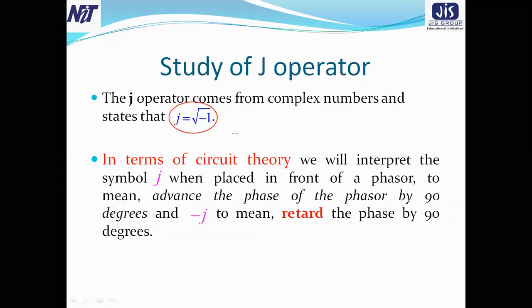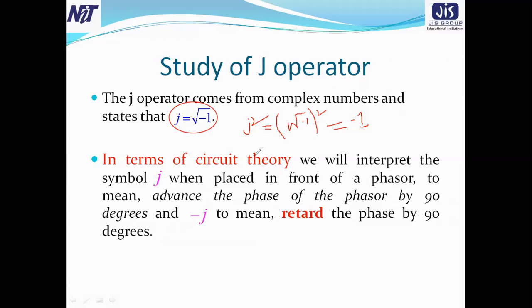Now tell me what will be the value of J square. It is very easy to say. What will be the value of J square? Tell me. You can answer. Nothing but root over minus 1 whole square. The square and root will vanish. The value will be minus 1. Okay. So this J operator will help us in different ways to solve complex circuits, to solve AC circuits.